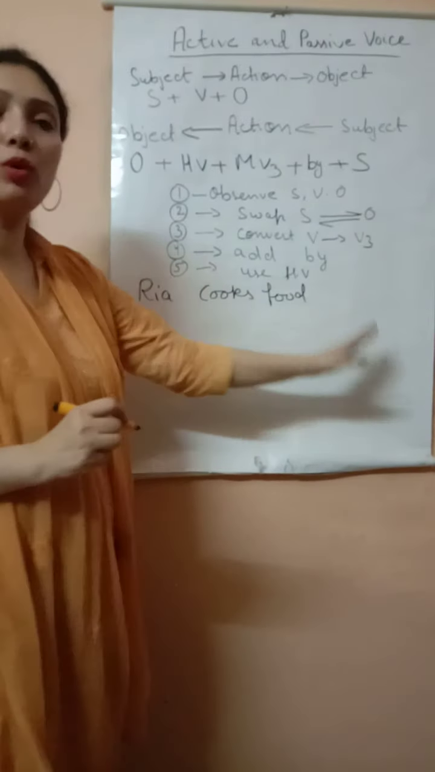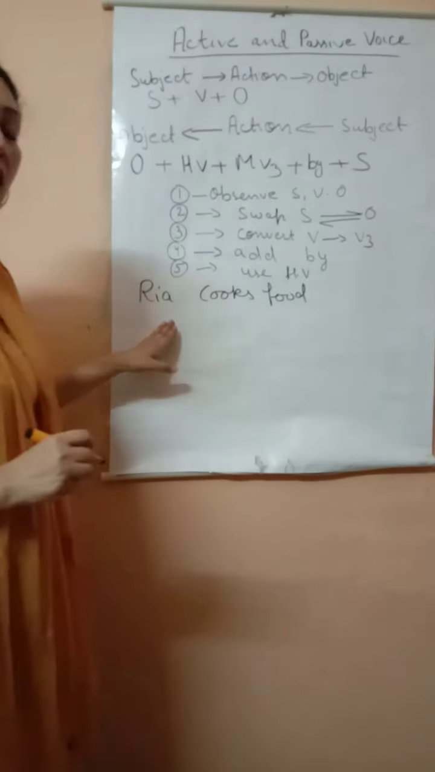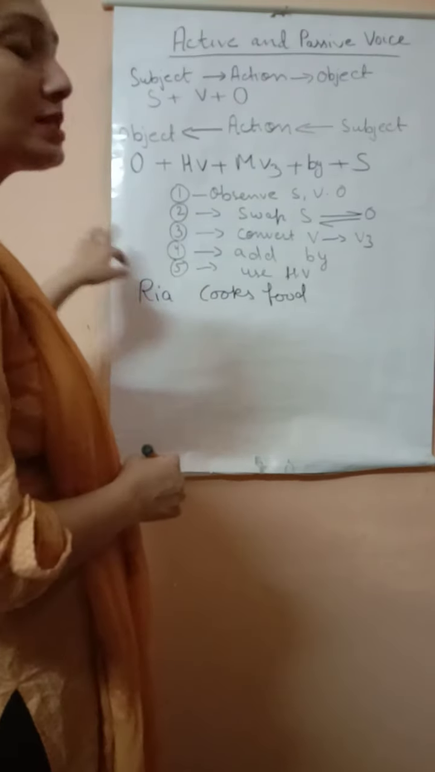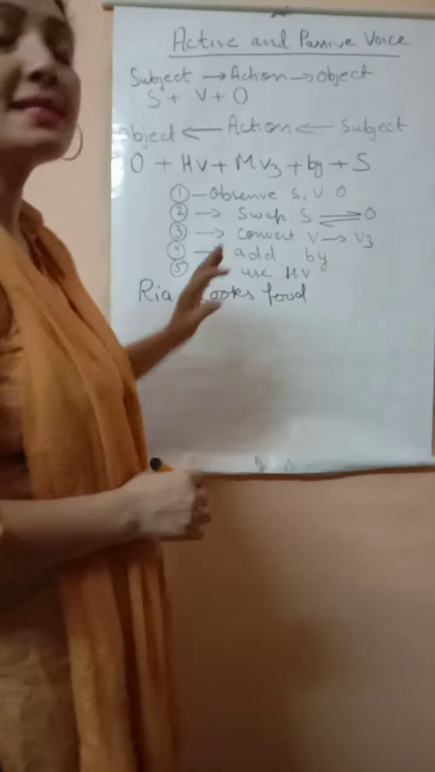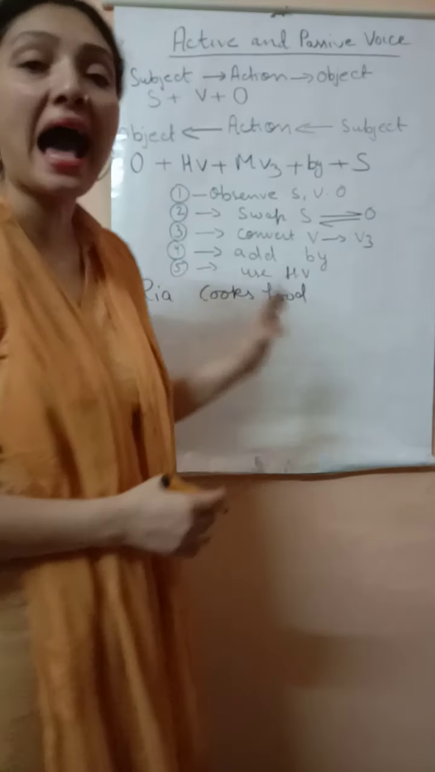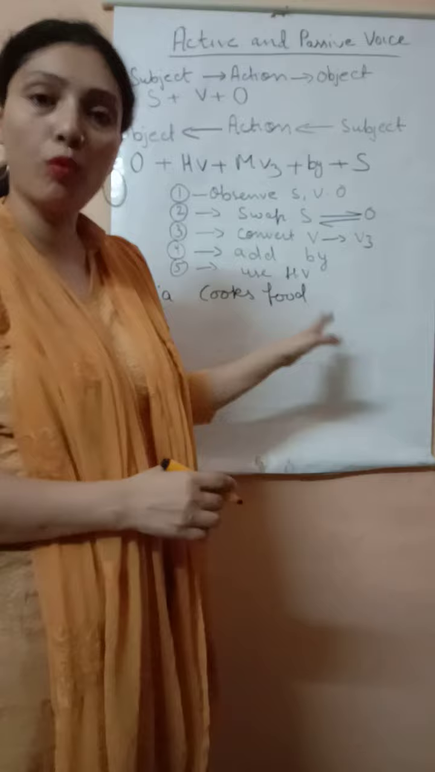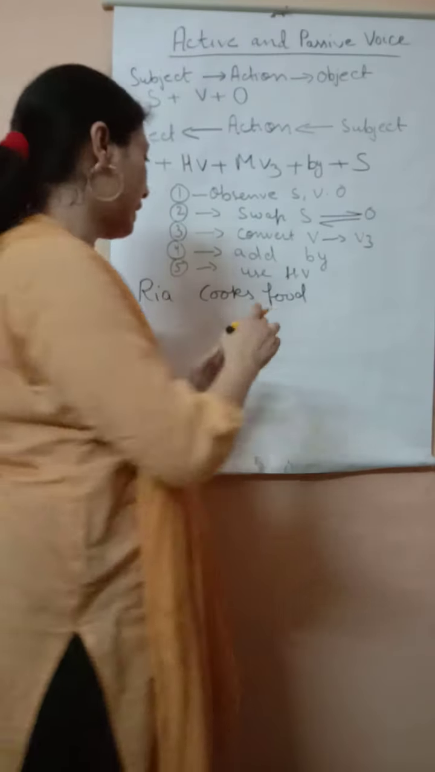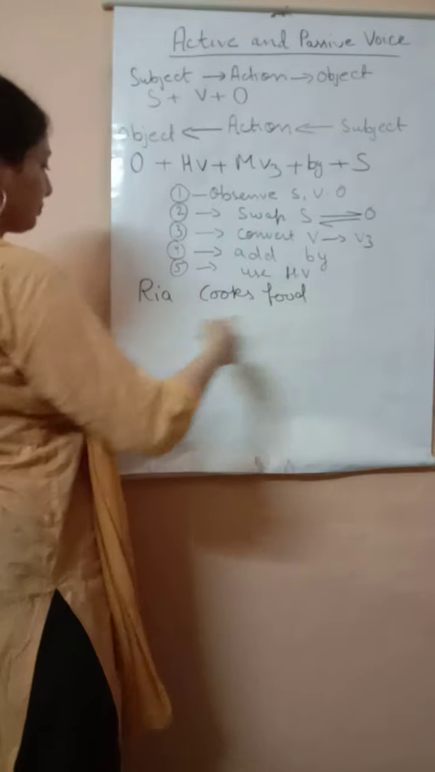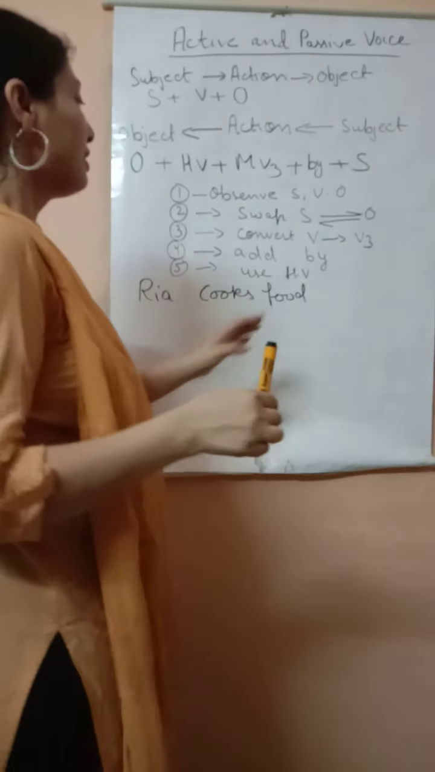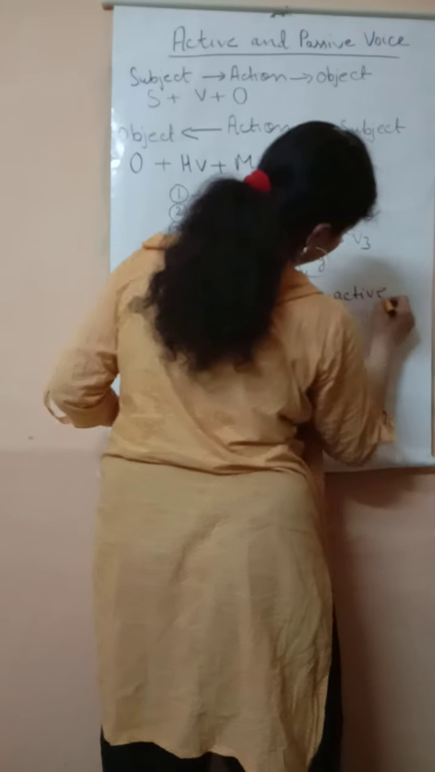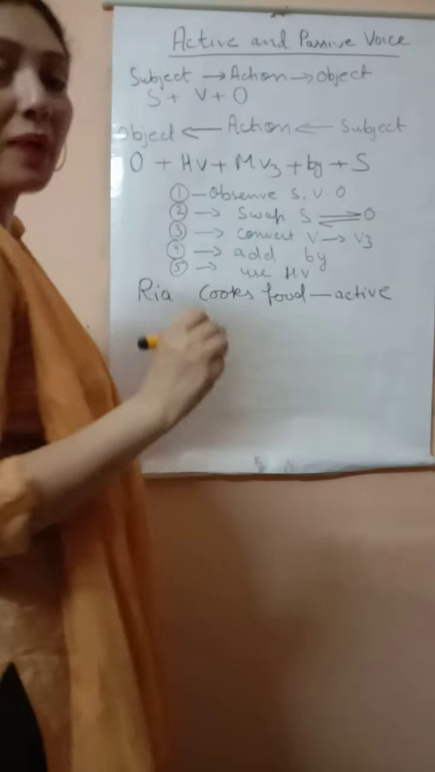Ria cooks food. What is the subject? Ria, who is performing an action, who is cooking the food. So the subject is Ria. What is cooks? Cooks is an action here, so it is your verb. What is food? Food is the object. So this is the sentence of active voice. How do we change it into passive voice?